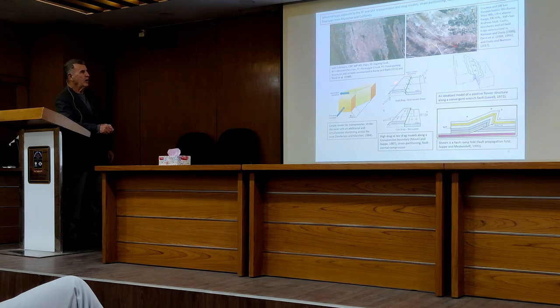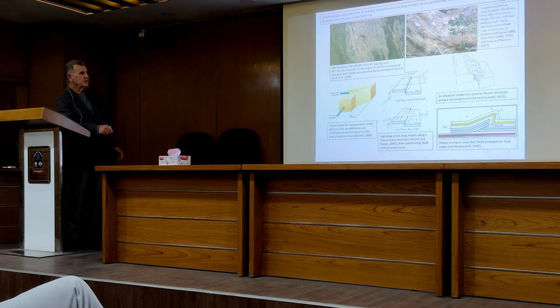That picture, more or less, is based on what we call the high drag distributed shear model. Okay, and that means the crust, the upper crust, was very strong and was very difficult for the movement to take place along the fault and the strain to be distributed.